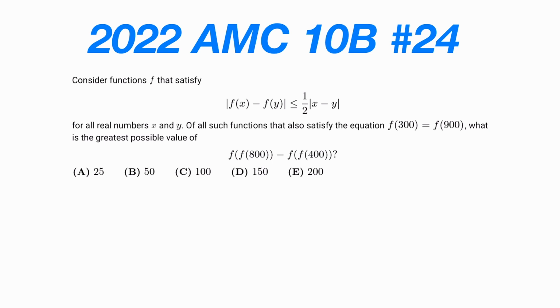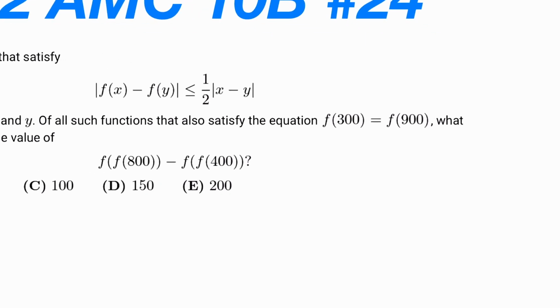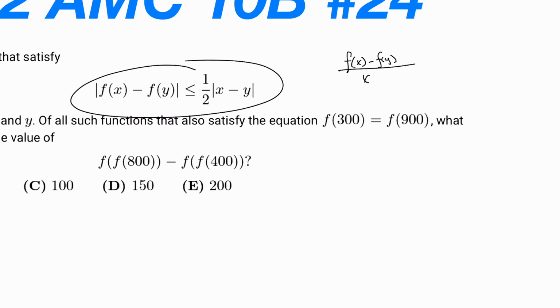It says, consider functions f that satisfy the absolute value of f of x minus f of y is less than or equal to 1/2 the absolute value of x minus y. So we can move this equation a little bit. If we divide x minus y to the other side, that becomes the absolute value of f of x minus f of y over x minus y is less than or equal to 1/2. So what does that mean?